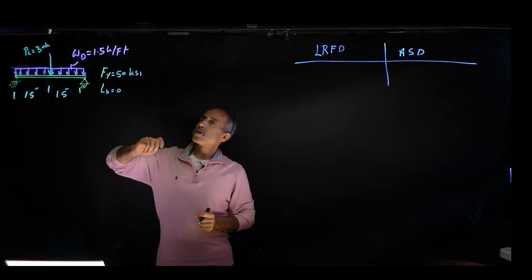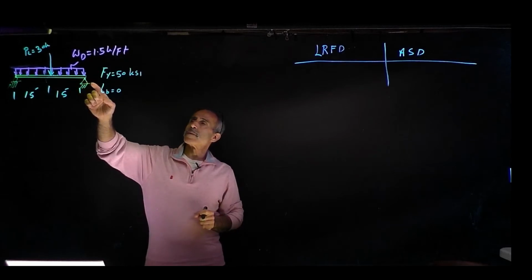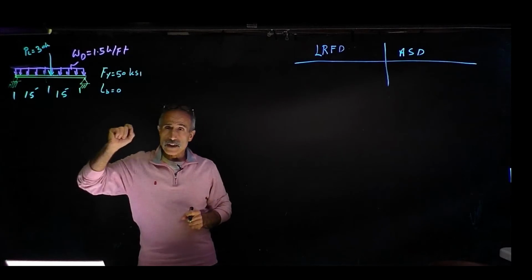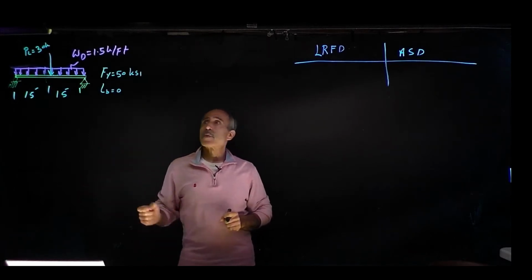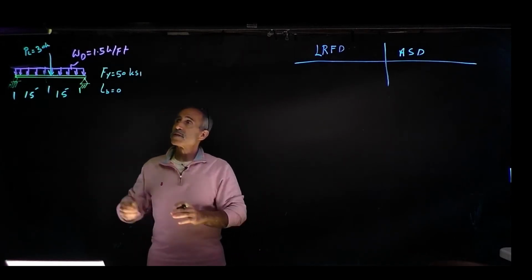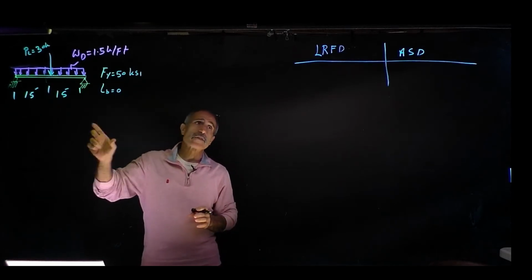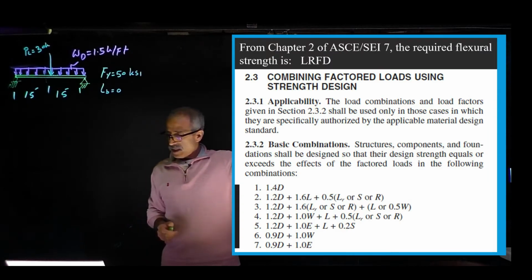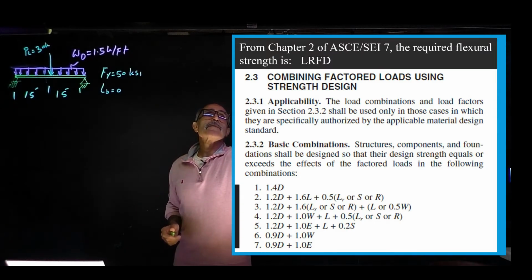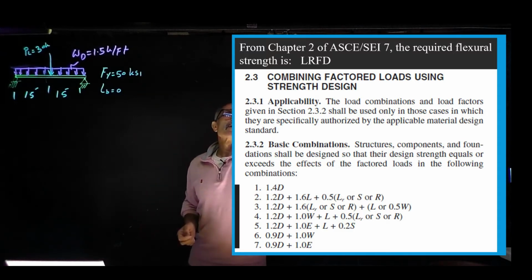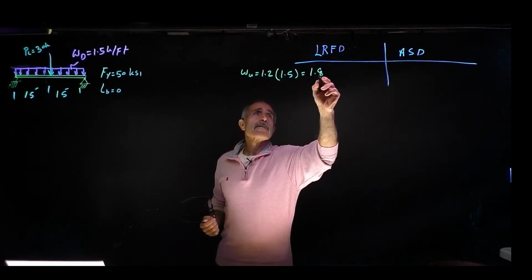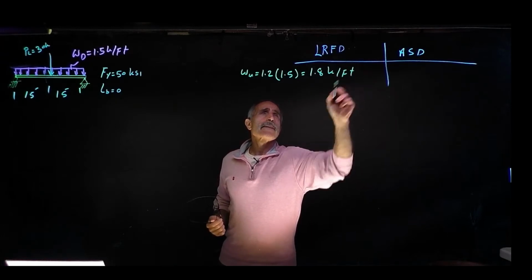So now when we look at the load, the dead load is a uniformly distributed load, with a unit of 1.5 kip per foot, and the live load is a concentrated load. Therefore, when you calculate this, the moment is calculated differently for each. So first, we're going to calculate the load in LRFD. Wu in here is going to become 1.2 times 1.5, and that comes out to 1.8 kip per foot. And that's for dead load.